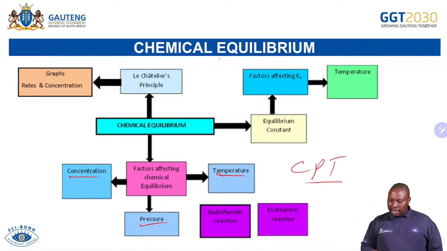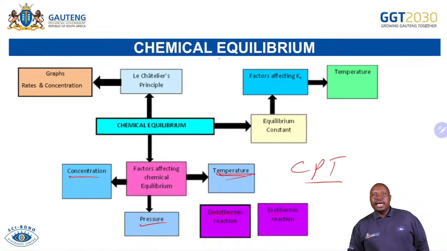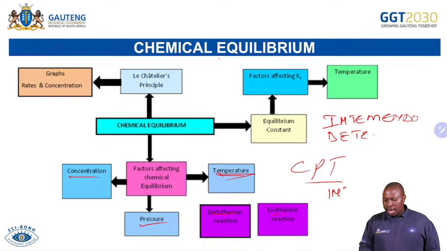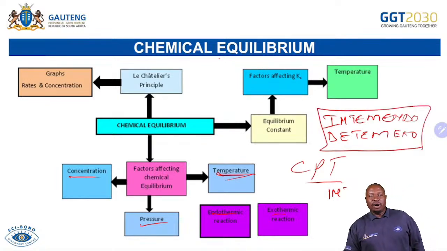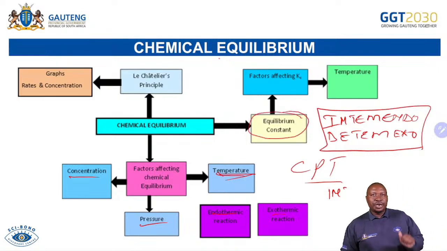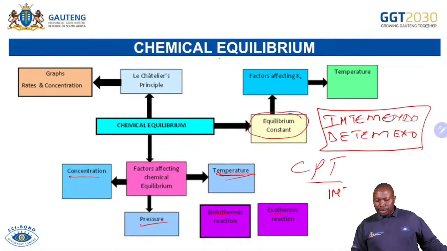And then when you talk about temperature, you know that we have endothermic reactions and exothermic reactions, where an increase in temperature favors the endothermic reaction. A decrease in temperature favors the exothermic reaction. So you are able to remember all that, so that you remember how these factors affect equilibrium. Now, the other important thing is the equilibrium constant, your Kc, and how you go about calculating your Kc.